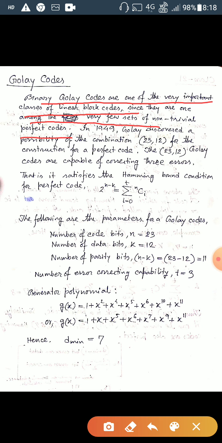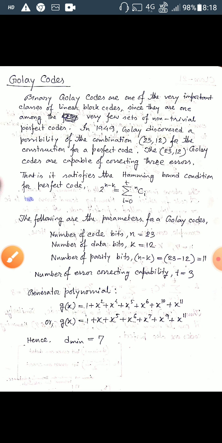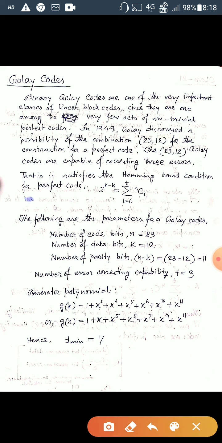But it should be remembered that the number of bit positions greater than 1 in which an error occurs and can be corrected is also defined. They satisfy the Hamming bound condition for a perfect code. If you prove it the previous way, you can see that this follows the inequality form, and that means this is also a perfect code.